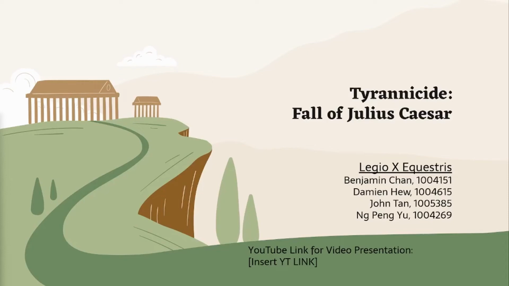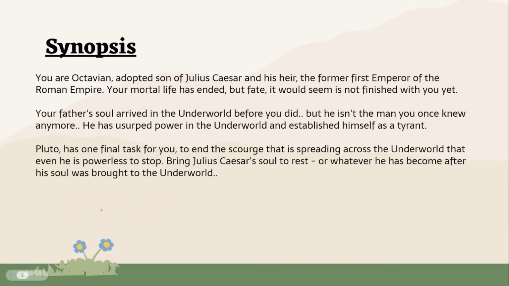We will start off the presentation with a recap of our existing storyboard and a synopsis. This slide shows the synopsis for the whole game and encompasses the player taking the role of Octavian, the first emperor of the Roman Empire. This journey will take the player through the underworld where we meet key figures in Octavian and Julius Caesar's life to stop an unknown plague that's overtaken the underworld. Octavian is our main protagonist, and Julius Caesar is the main antagonist.